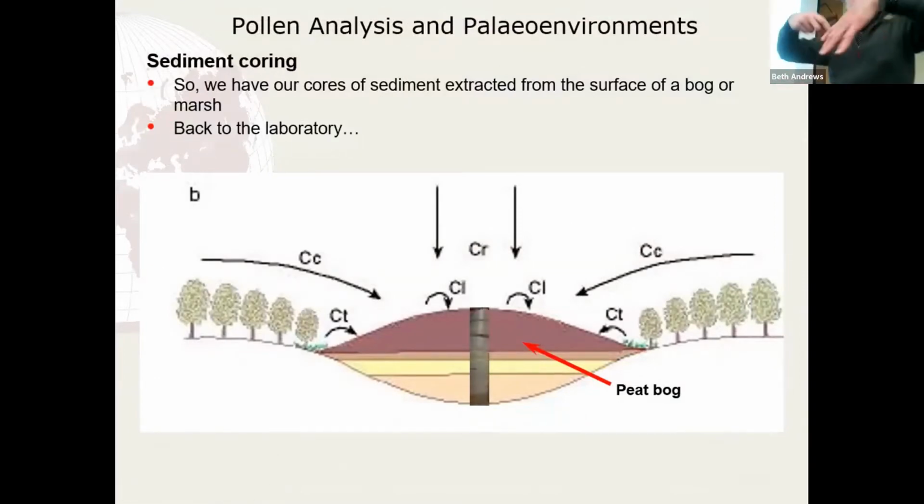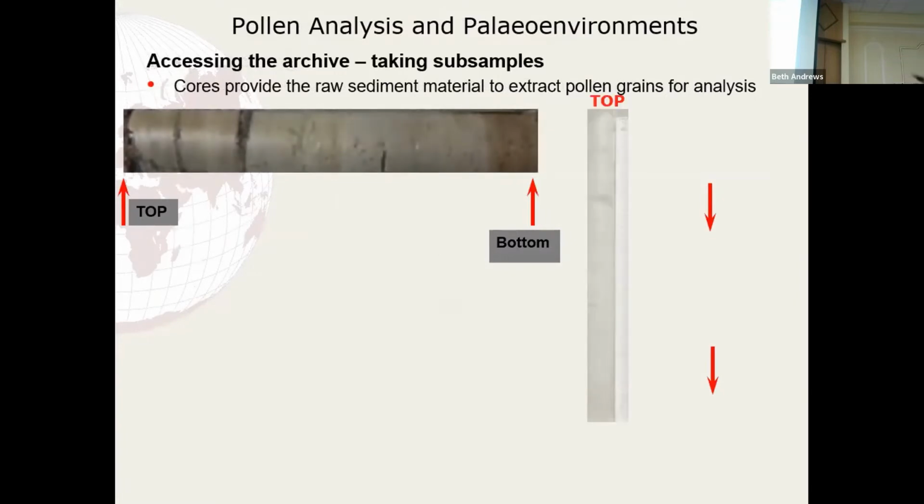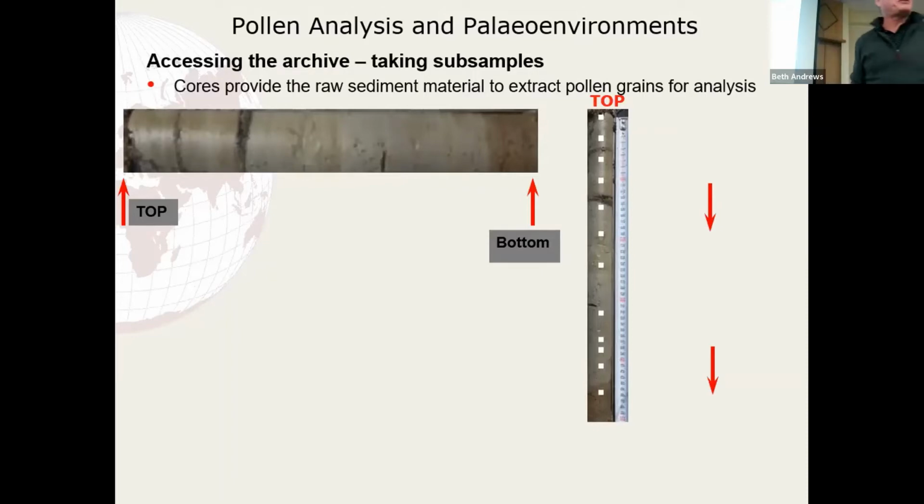So that's our core. We parcel that up into guttering, wrap it in cling film, get it back to the lab. So there's our core, its top and bottom. Again, the undergraduates, you don't label top and bottom. They swap it around. You can actually anticipate the consequences of that.